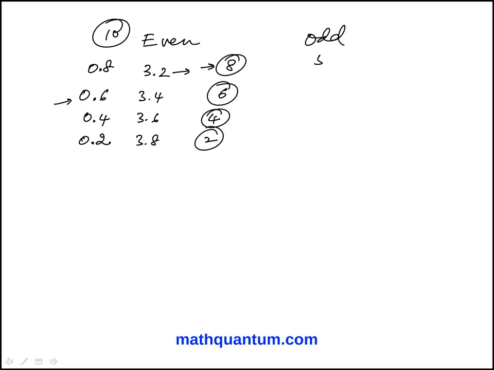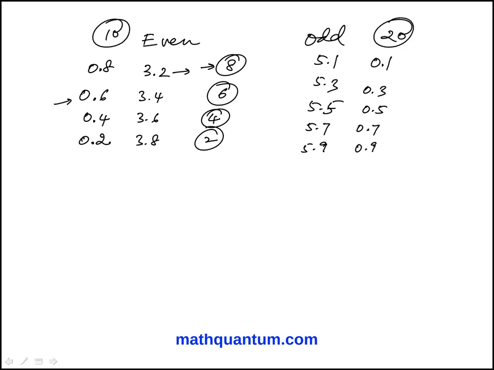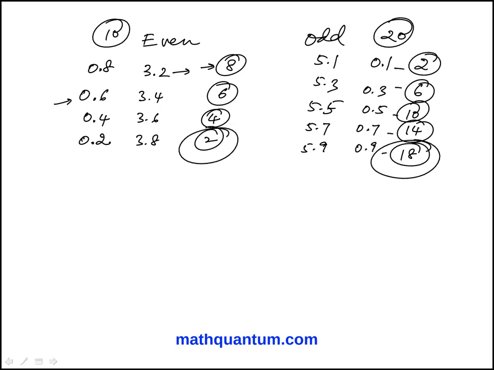Now with the odd, say 5.1, 5.3, 5.5, 5.7, 5.9, the sum is going down by 0.1, 0.3, 0.5, 0.7, 0.9, and there are 20 of those. So the net change would be a decrease of 2, 6, 10, 14, and 18. And these are negatives. So we have to see, is there a combination where I can get to minus 16, 6, and 10? Well, if I pair the 2 with minus 18, that gives me minus 16. So minus 16 is possible.